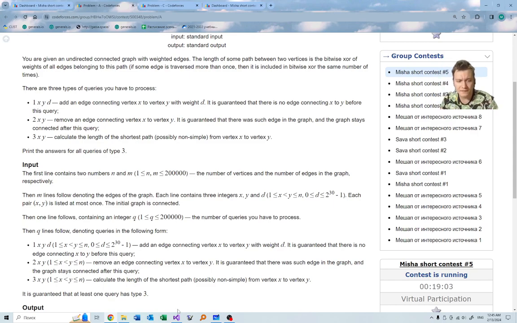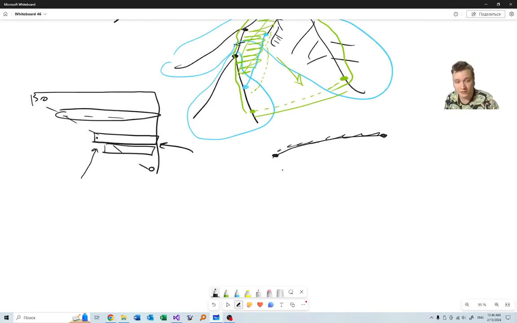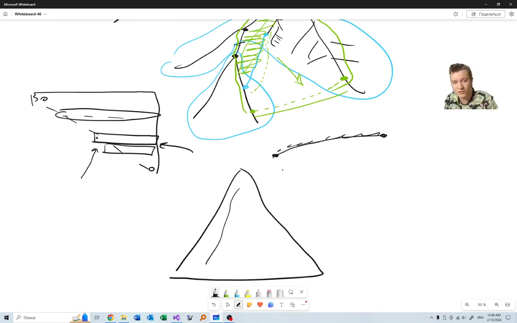So I have some tree, and for each vertex, I know the XOR from the root to this vertex. And this is an important piece of information. If I add an edge, this preserves. If I remove an edge not from the tree, it still preserves. However, sometimes I remove an edge, and all this subtree is now sad.